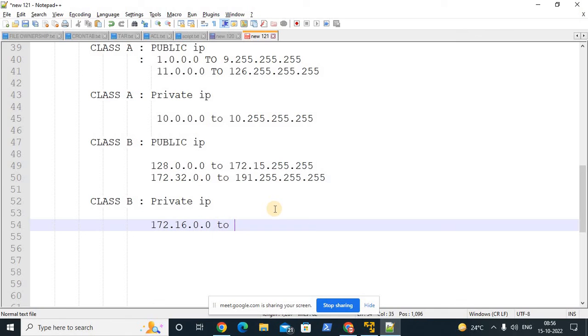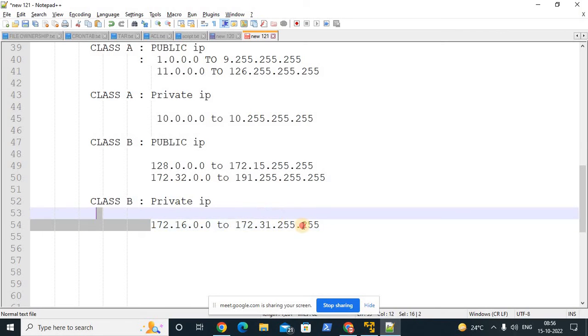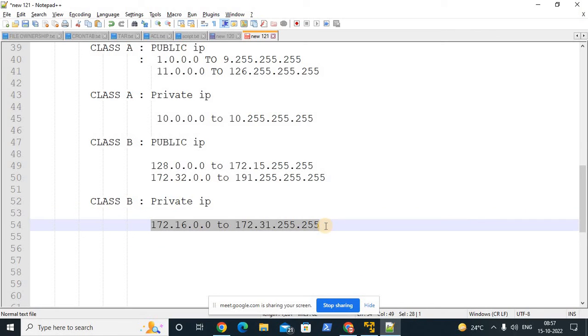172.16.0.0 to 172.31.255.255. So this one is the range of private IP. This number will not be included inside the public IP. Is it included inside the public IP? No, it is not included inside the public IP.